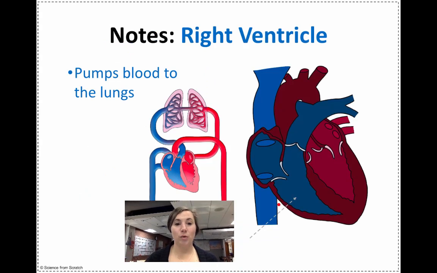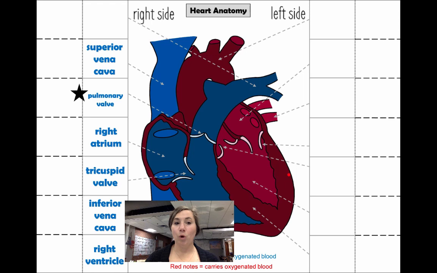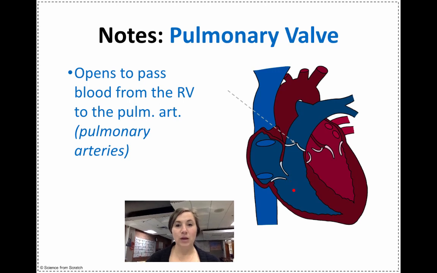The right ventricle will pump blood to the lungs. So it comes up and it's going to push the blood. The tricuspid valve will close. It's going to pump through this to the lungs through the pulmonary valve, sometimes called the pulmonary semilunar valve. So the pulmonary semilunar valve opens to pass the blood from the right ventricle to the pulmonary arteries here.